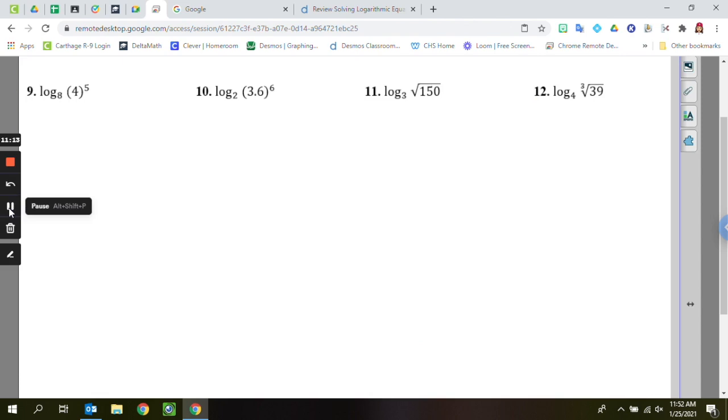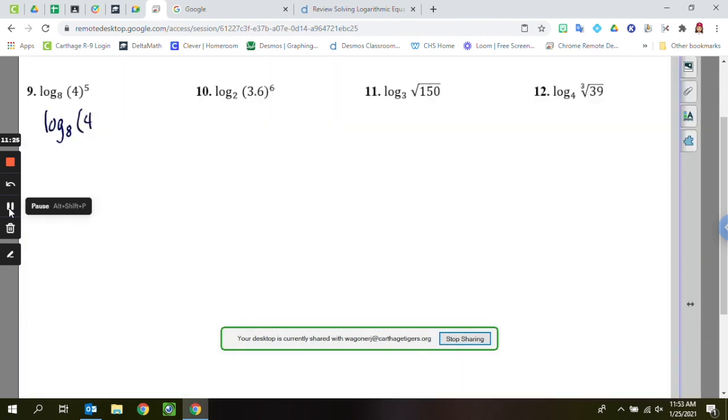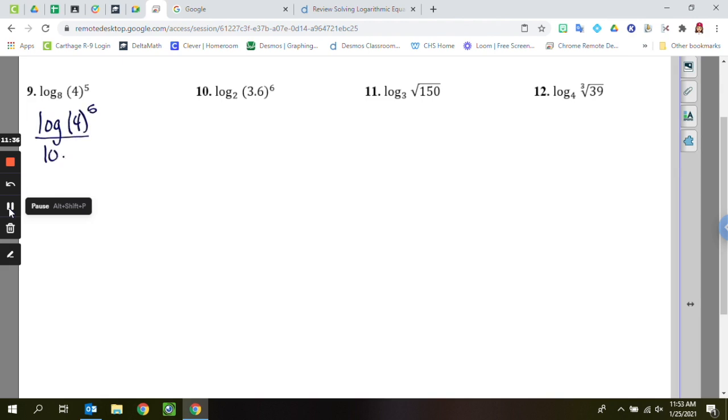These. Write it again. Okay. So. Again, you can always write that like that. So in your calculator, you would type in 5 log 4 and close parentheses after that.